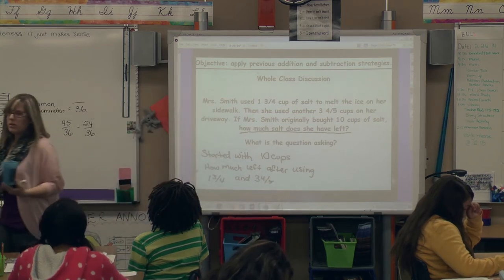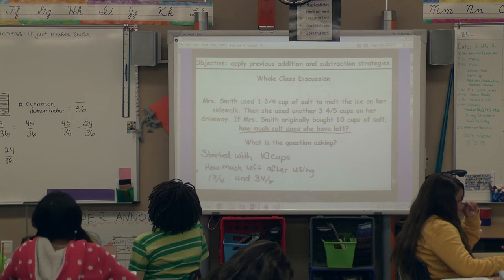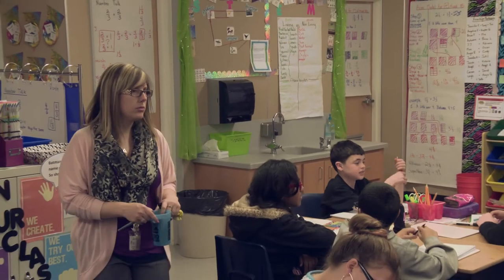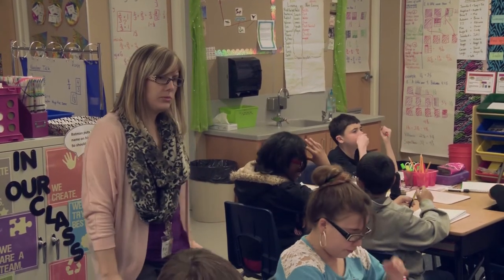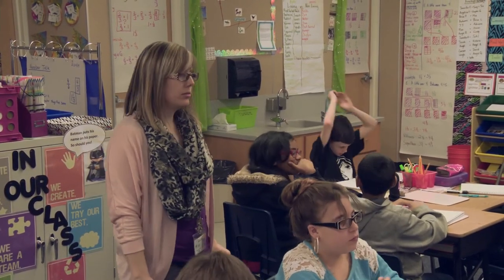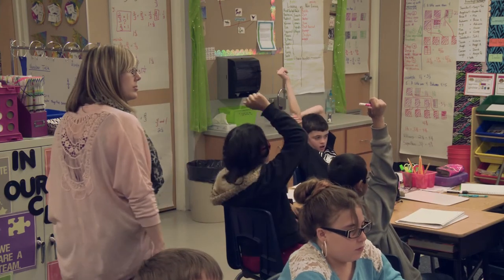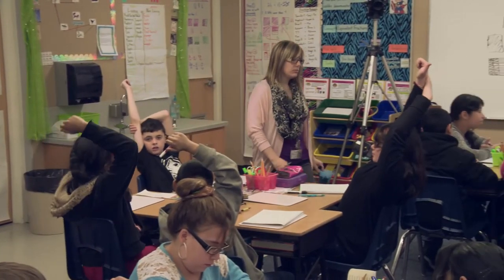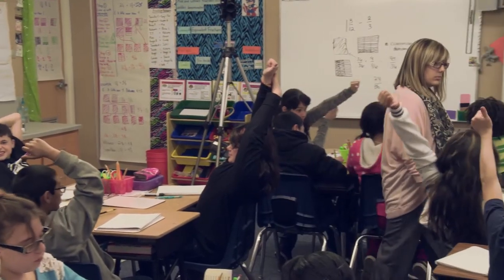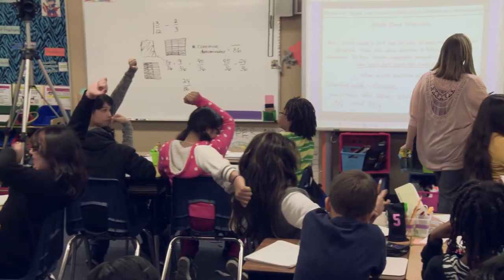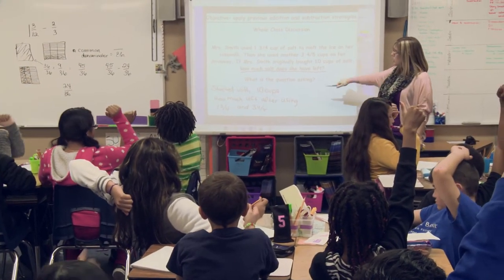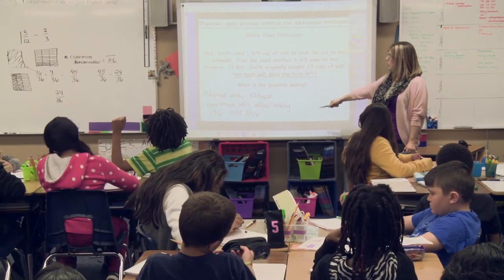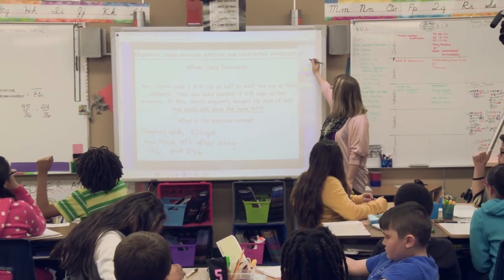Okay. Go ahead and tell your table partner what David said we're trying to figure out. David said that she had enough salt. How much did she have left? She used 1 3/4 cups. And she used 3 4/5 cups. And how much does she have left out of the 10 cups? Okay, she started with 10 cups. We want to know how much she's going to have left after using 1 3/4 and 3 4/5.